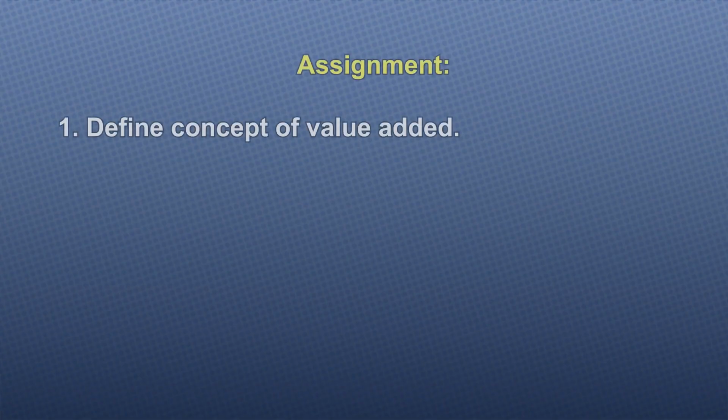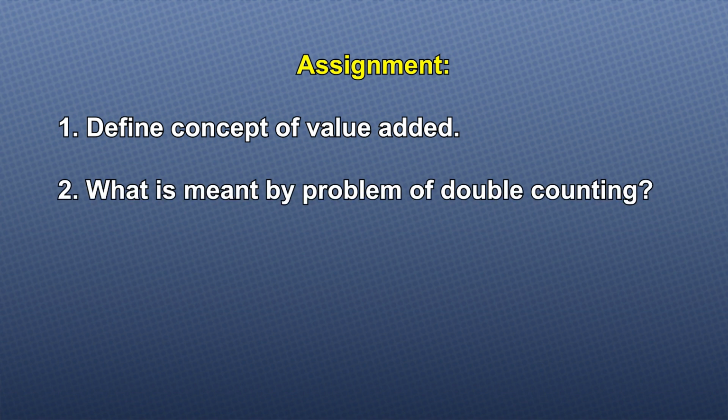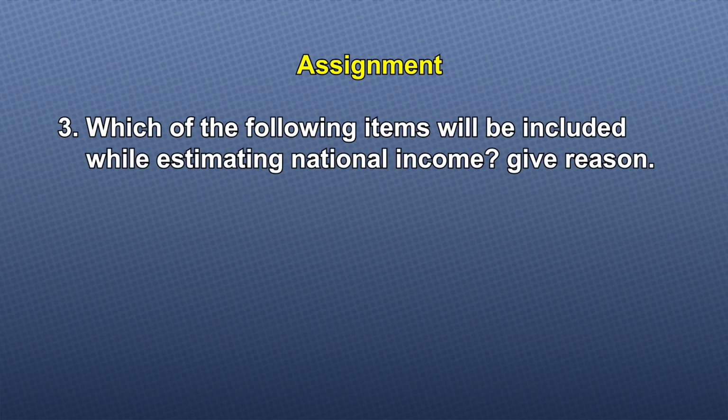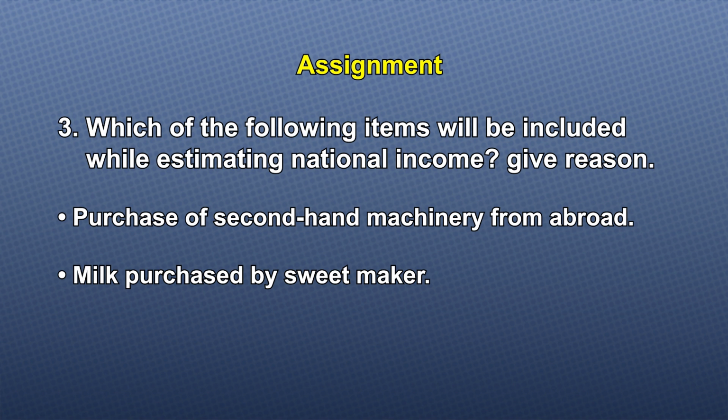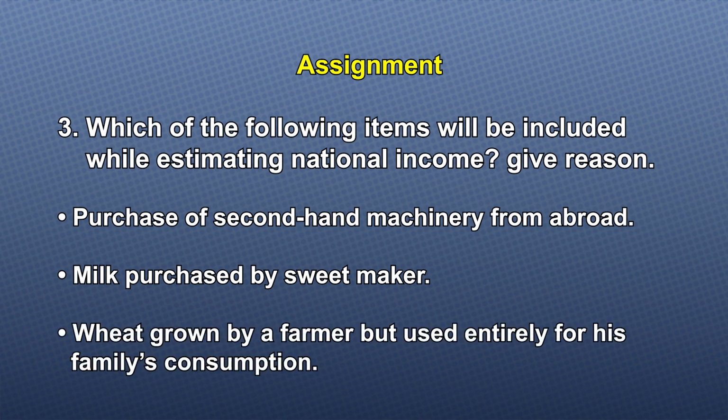Assignments. First, define the concept of value added. Second, what is meant by the problem of double counting. Third, which of the following items will be included while estimating national income? Give reason. Purchase of second hand machinery from abroad, milk purchased by a sweet maker, wheat grown by a farmer but used entirely for his family consumption.